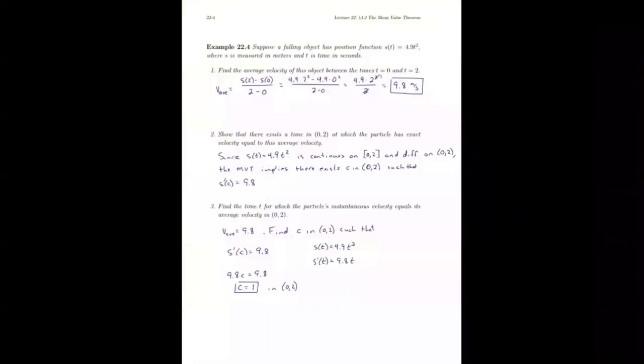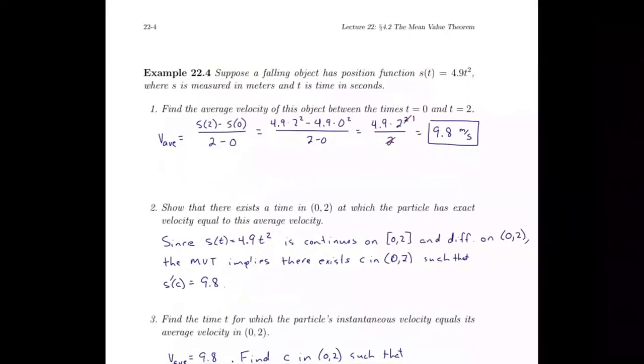So moving on, we suppose that a falling object has position function s of t equals 4.9 t squared, where s is measured in meters and t is time in seconds. First question asks us to find the average velocity of this object between times t equals 0 and t equals 2.